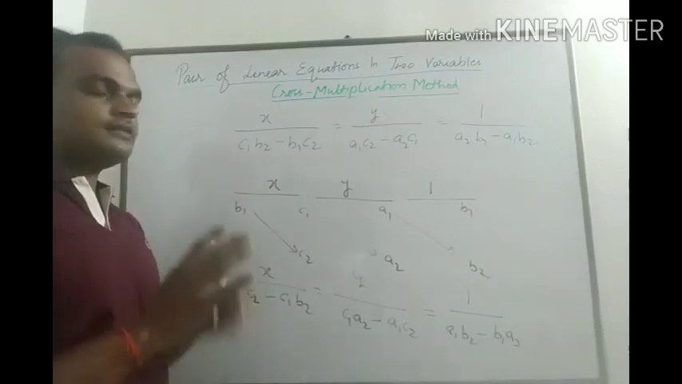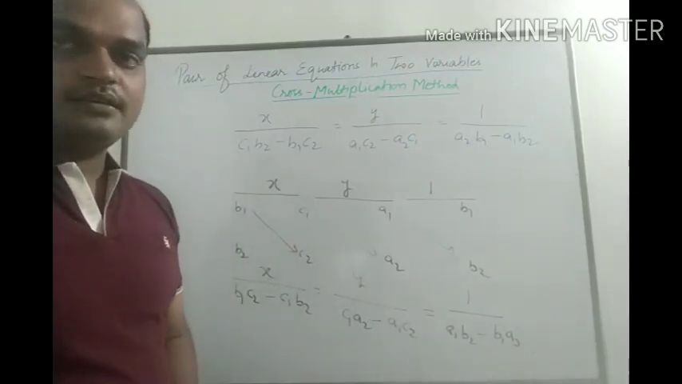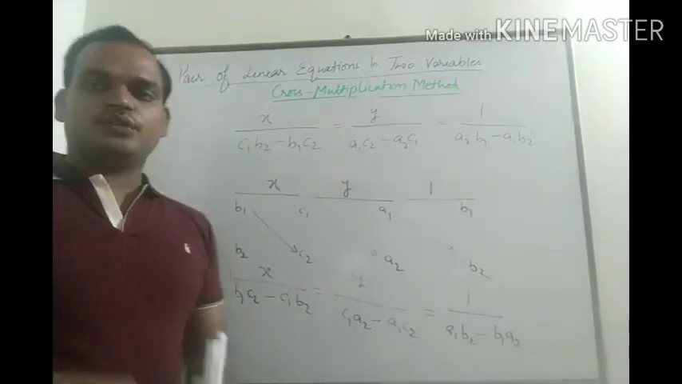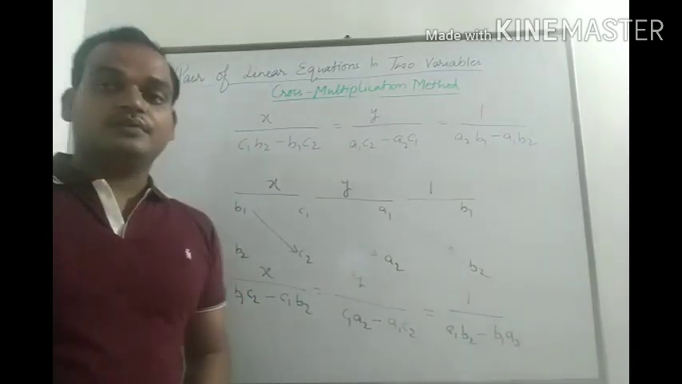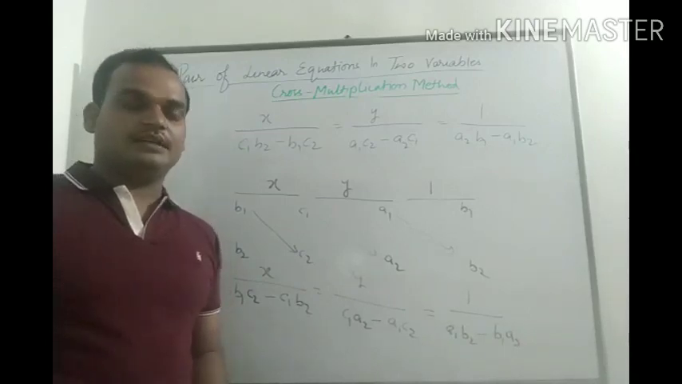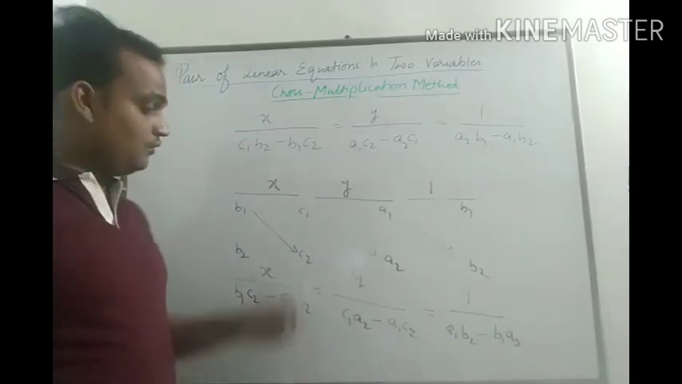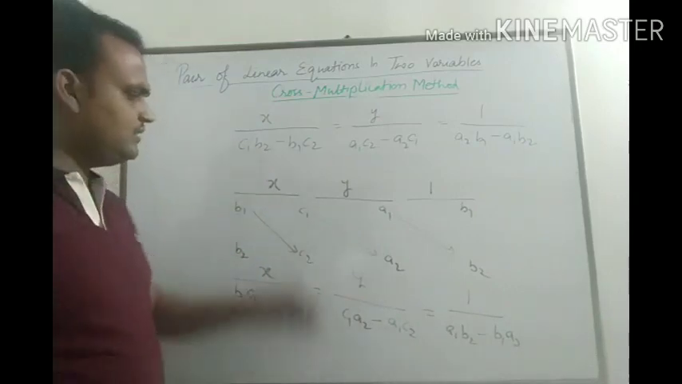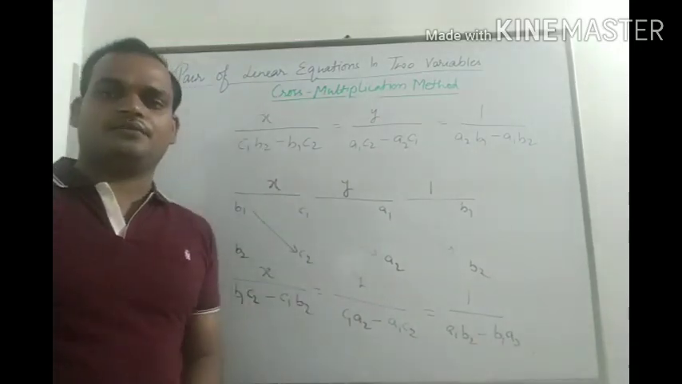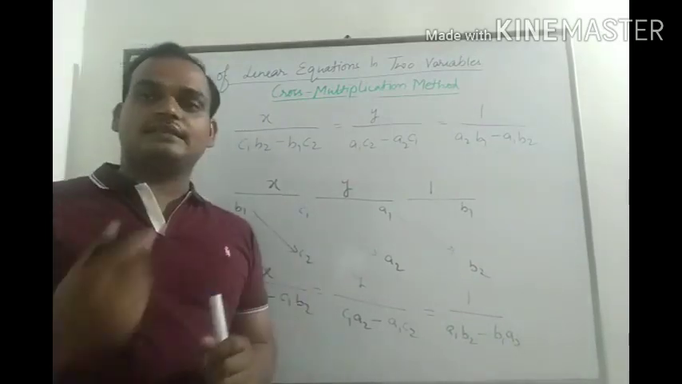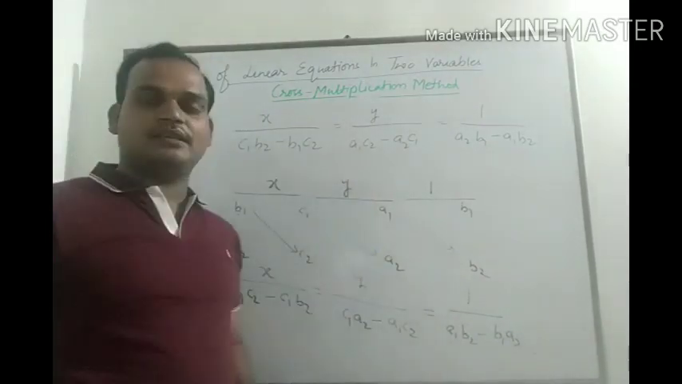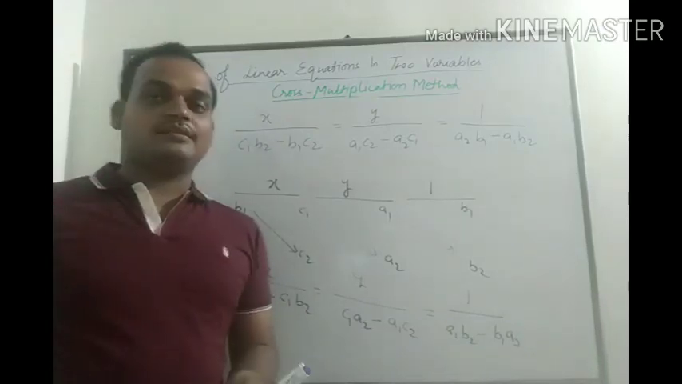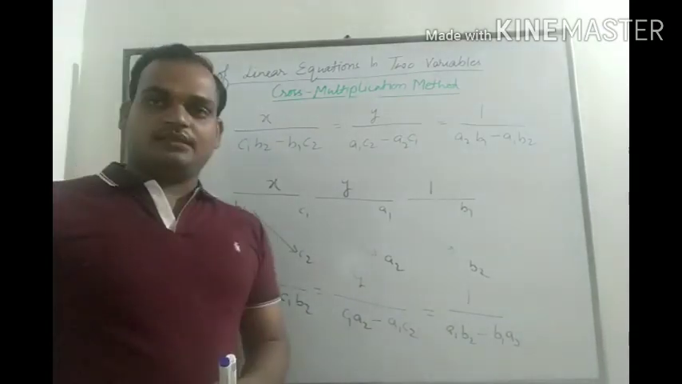Okay, this is the cross multiplication method. It is a more accurate form of elimination method. In the elimination method, in this case we only compare a1, b1 and c1 only. This derivation is not required for you. This is only for your understanding of where this method came from. This method is nothing but an extension of the elimination method.